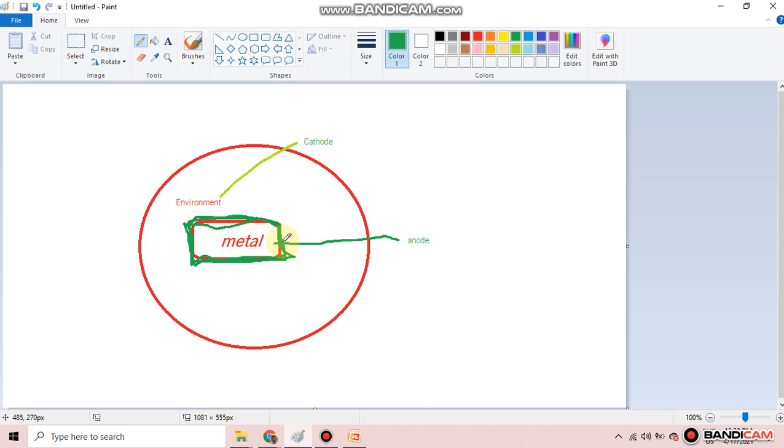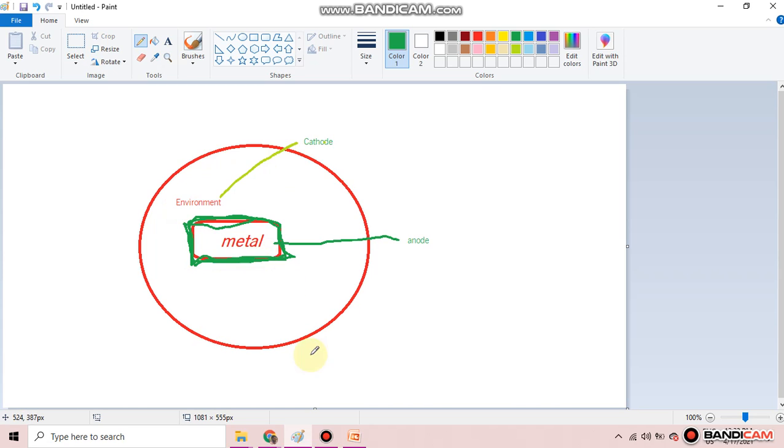When we apply this layer, the metal is not exposed to the environment, so there is no chance to participate in the corrosion mechanism. The coated surface isolates the underlying metal from the corrosion environment. Hence, we prevent corrosion. So this is called protective coating.